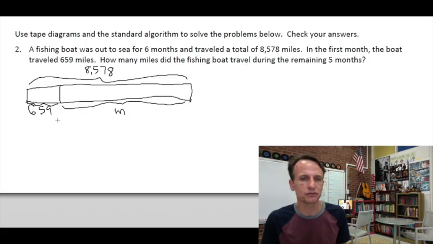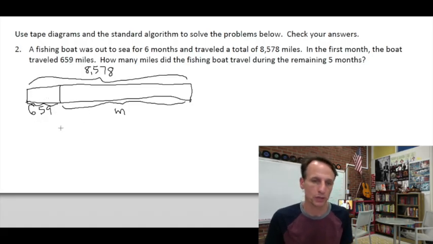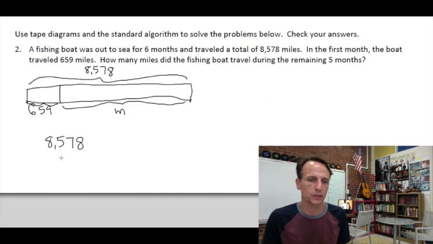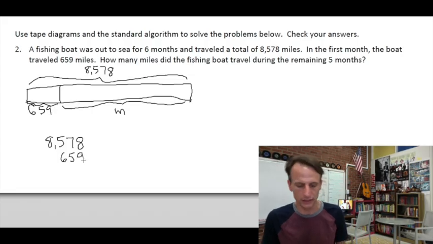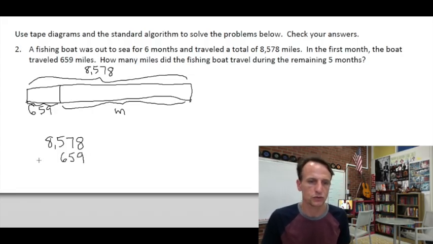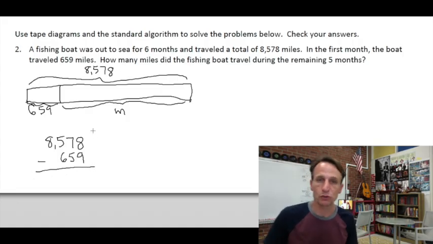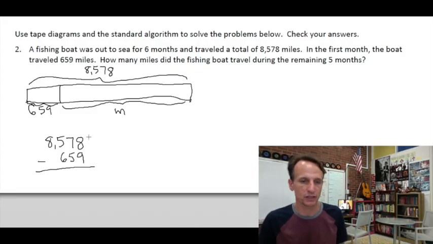Okay, so now we can see from the diagram, we take the whole and subtract the known part, we will find the unknown part. So the whole length of the fishing expedition was 8,578 miles. And the part we know is 659 miles. Okay, and so if we subtract these, we'll get the unknown part. And you can bet there'll be regrouping aplenty. All right, decompose like madmen.